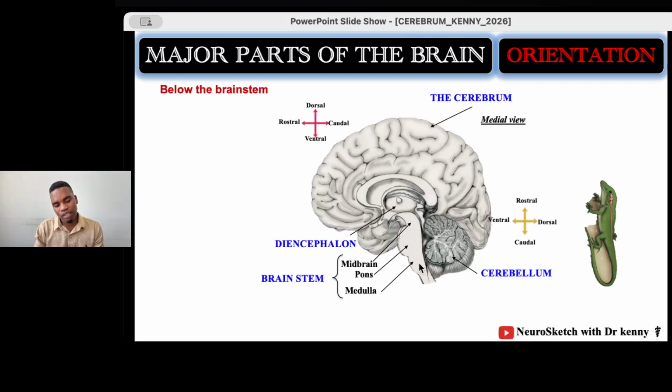For example, when you want to discuss the relationship between the midbrain and the pons, you will say the midbrain is rostral to pons, and the pons is rostral to the medulla, but the medulla is caudal to the pons, and the pons is caudal to the midbrain. Same applies, you will say the cerebellum is on the dorsal surface of the pons or brainstem, and the brainstem is on the ventral surface of the cerebellum. I mean, this is very important, and we will be using this orientation every now and then.